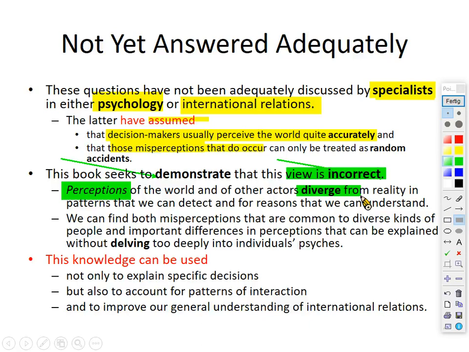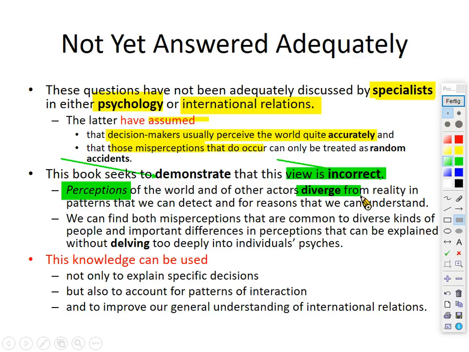Okay, so basically we can find both misperceptions that are common to diverse kinds of people and important differences in perceptions that can be explained without delving too deeply into individual psyches. So we do not need to spend a lot of effort to try to identify this kind of difference. We just walk out the door and find there are a lot of differences between perceptions and reality. You don't have to make a lot of effort over that, and you don't have to study many, many things to understand that people perceive reality in quite different ways. Oh, so amazing, I just found out.